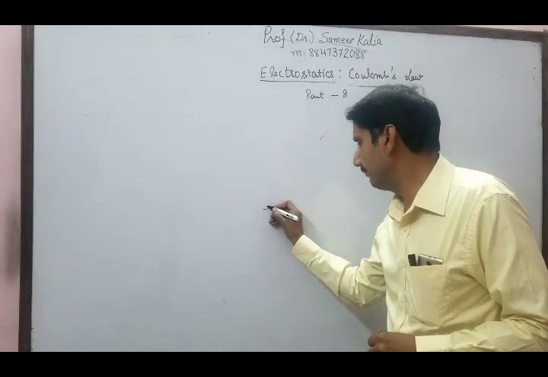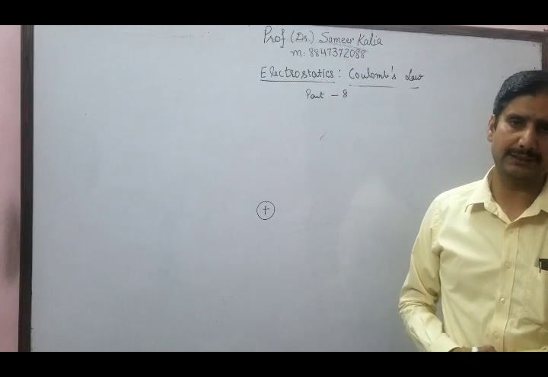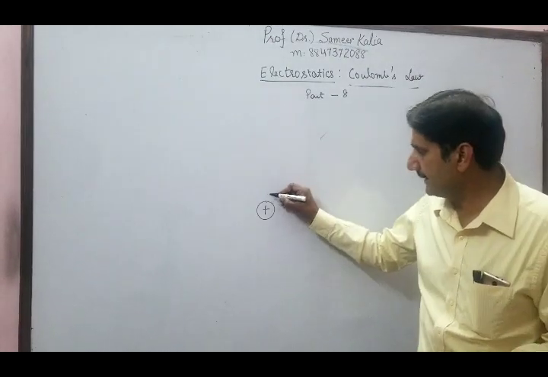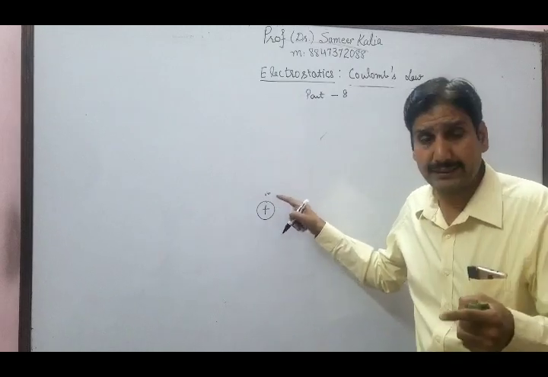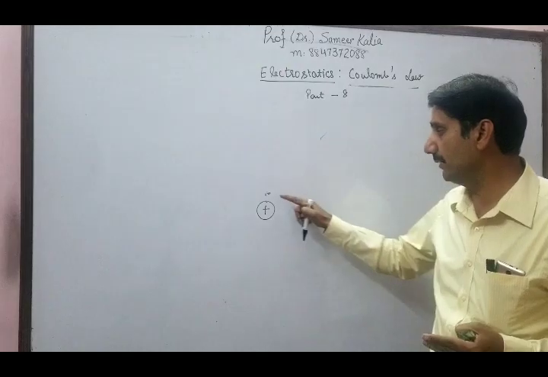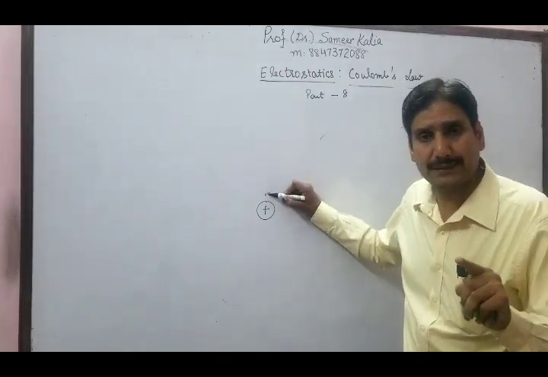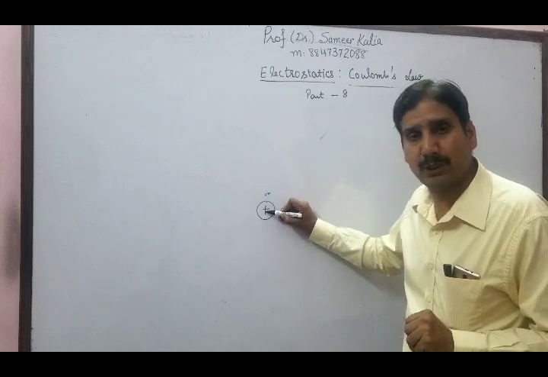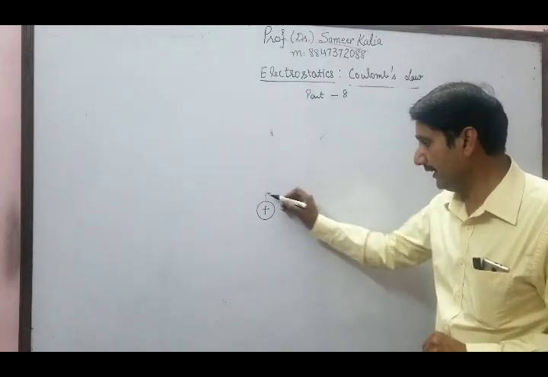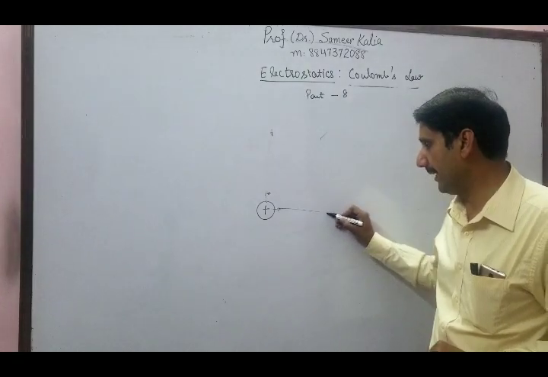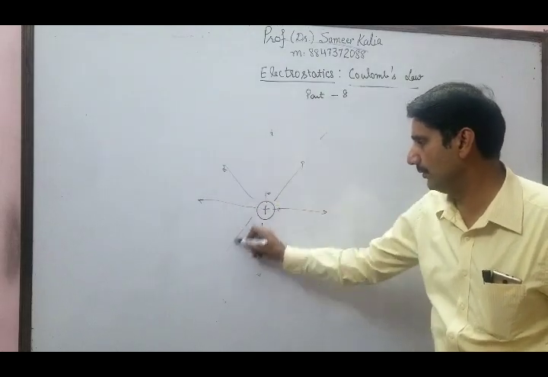Assume a positive charge placed at some point in space. If I place a small positive test charge, I need not tell you that it is positive, because I have already told you that by convention the test charge is always taken as positive. Now if I keep a plus Q naught charge over here, what will this positive charge do? It will repel it in this direction. If I keep it over here, it will repel it in this direction, similarly in this direction, and so on.